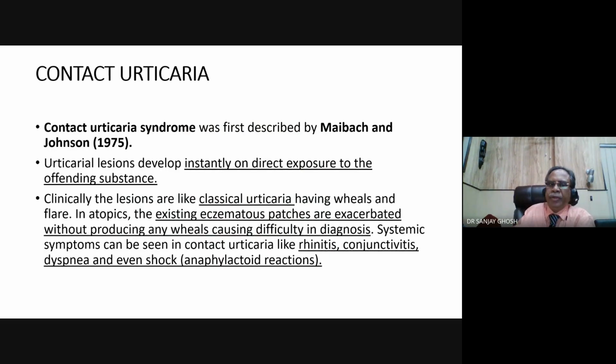Now this is another very important thing, contact urticaria syndrome. It was first reported by Professor Maibach and Johnson from the US. Probably you know who Maibach is. If a Nobel Prize goes to any dermatologist, I think it should go first to Dr. Maibach. He is 90 plus nowadays, and still an expert. It is instant urticaria developing directly on topical exposure of a particular area, and sometimes it can happen on an eczematous area.